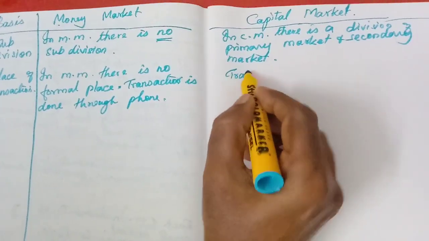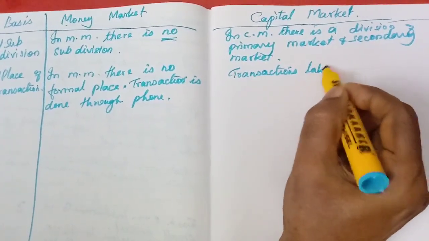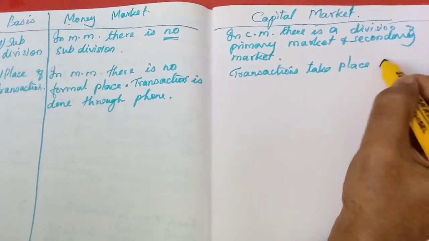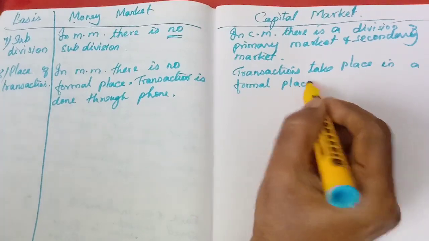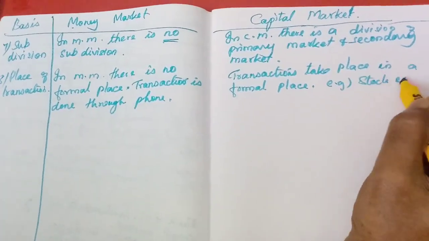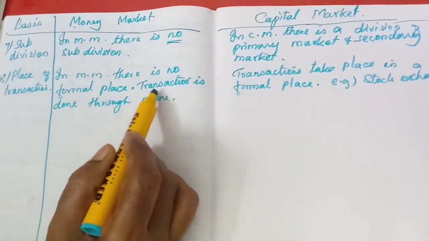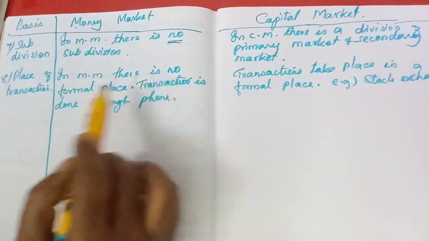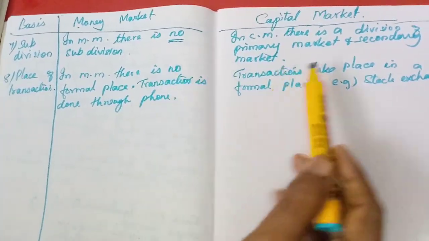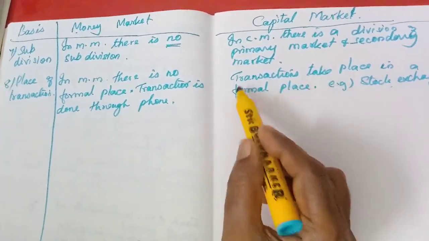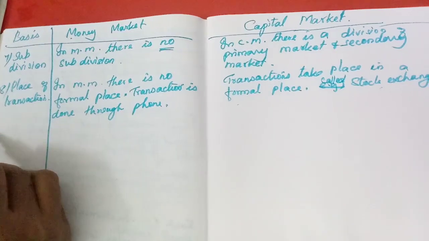Here in capital market, transactions take place in a formal place. What is the formal place? Stock exchange. Example, stock exchange. Or in the same way you can also write, in capital market there is a formal place. Example, stock exchange. Understand? In money market there is no formal place. Transaction is done through phone. In capital market there is a formal place. Example, stock exchange. Or you can write, transaction takes place in a formal place called stock exchange. Okay, then ninth one.